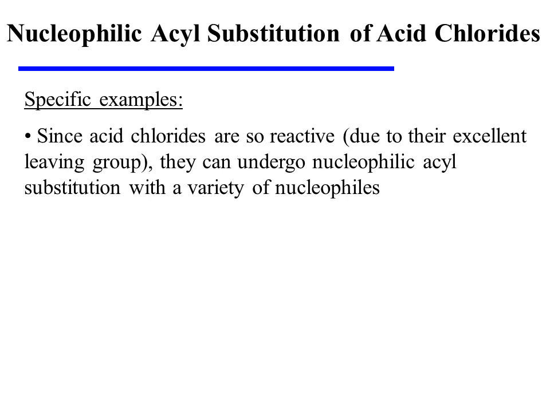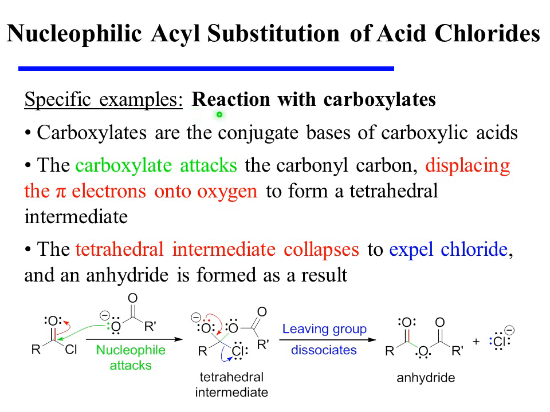Acid chlorides are very reactive due to their excellent leaving group, chloride. As a result, they can undergo nucleophilic acyl substitution with a variety of nucleophiles. Let's take a look at a few. Acid chlorides can undergo reaction with carboxylates. Carboxylates are the conjugate bases of carboxylic acids. The reaction begins when the carboxylate attacks the carbonyl carbon of the acid chloride, thereby displacing the pi electrons onto oxygen to form a tetrahedral intermediate. This tetrahedral intermediate collapses to expel chloride, and as a result, an anhydride is formed.